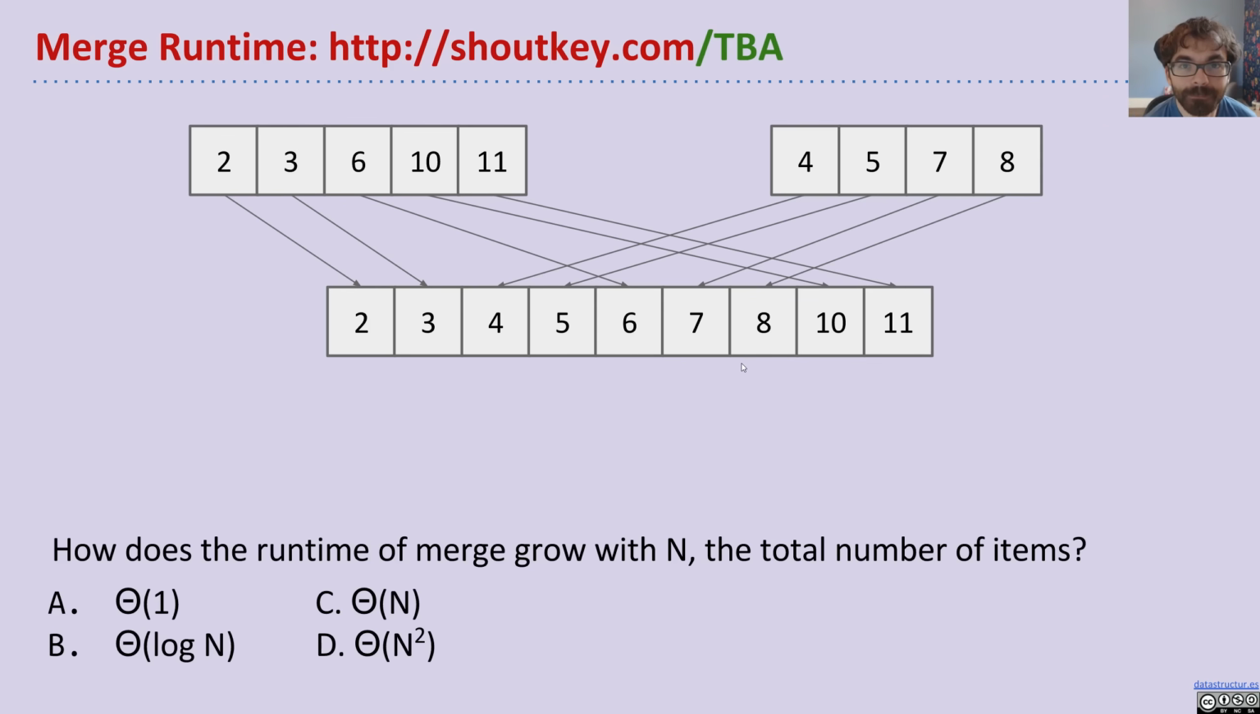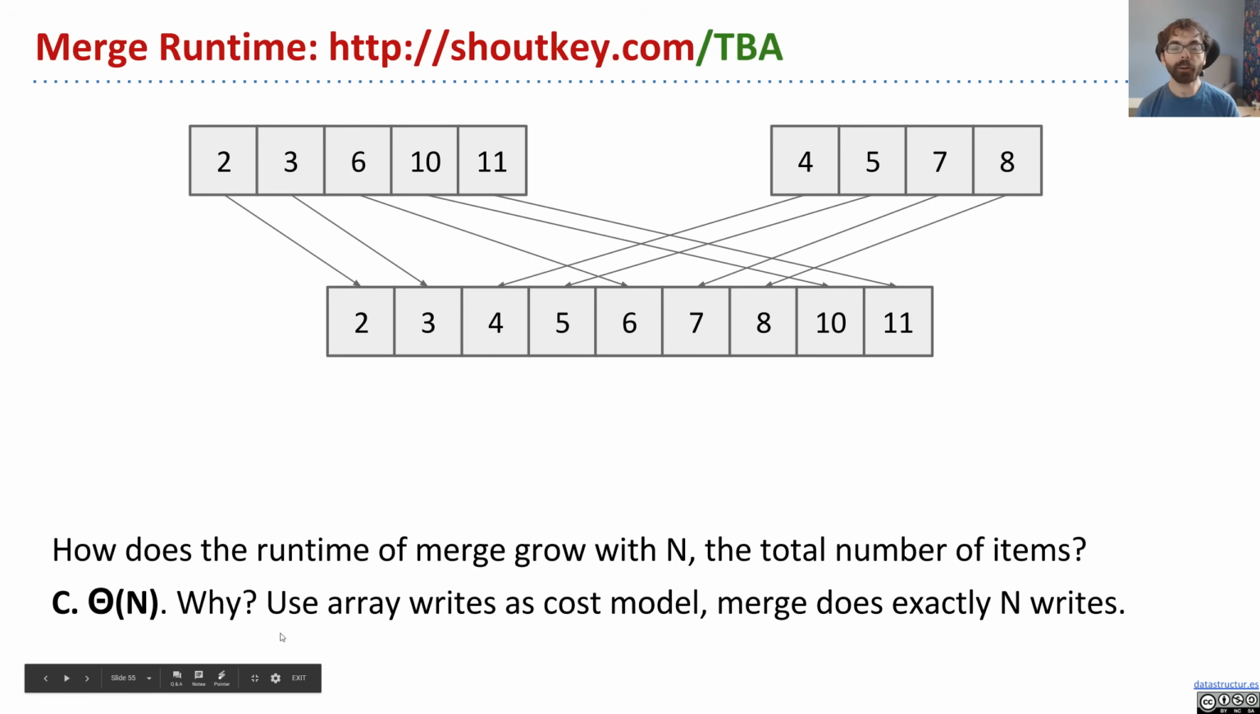Hopefully you can see that it is theta n. The argument here is, let's imagine using array write operations as our cost model, writing to this output array. In this case, we're going to do exactly n writes, so the runtime is clearly theta n. You could also count examinations, and it will still be theta n, whatever you want to do. Hopefully it's clear that it's theta n, and if not, make sure that makes sense before moving on to the next video, which will be cool.